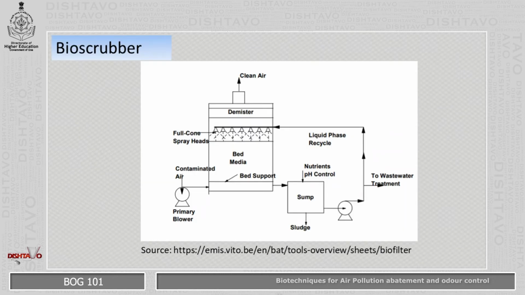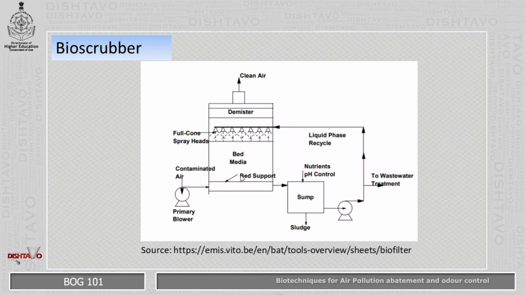So, this is the diagrammatic representation of bioscrubber. This is a second tool for air pollution and odor control. Air comes in with the help of this primary blower. Here we can see the primary blower. From that, the contaminated air comes inside into this chamber. This is the vertical chamber.